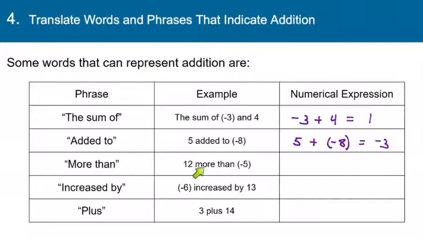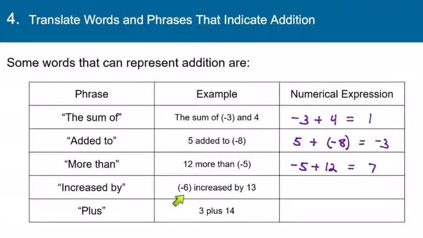And then we have 12 more than negative 5. Now notice it doesn't say 12 is more than negative 5, so we're not talking about greater than or less than symbols here, but it just says 12 more than negative 5. So what this is really saying here is that you started with negative 5, and then you had 12 more than that, so that means you added 12. So let's start with negative 5, and then let's add 12. Again, the signs are different, so we'll subtract and use the sign of the larger number. So that result would be positive 7.